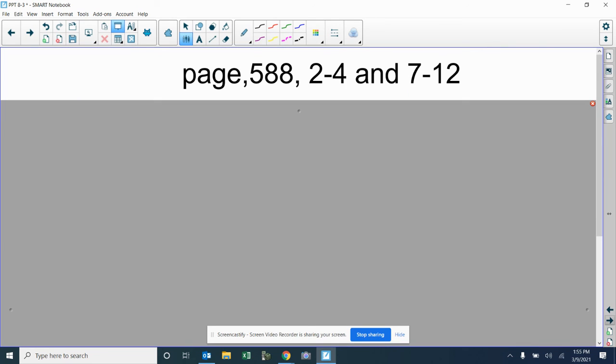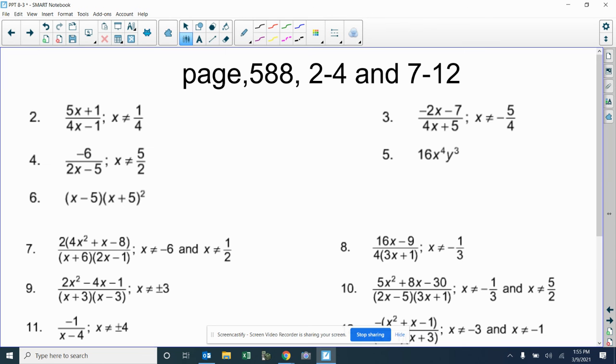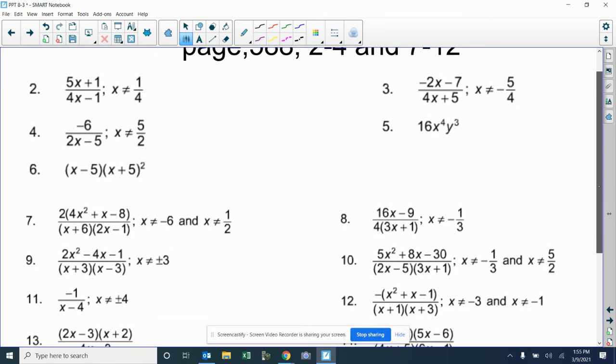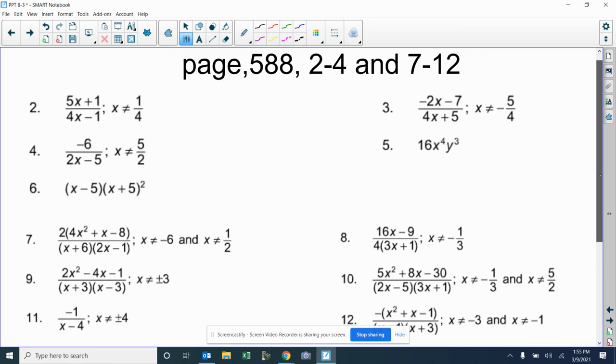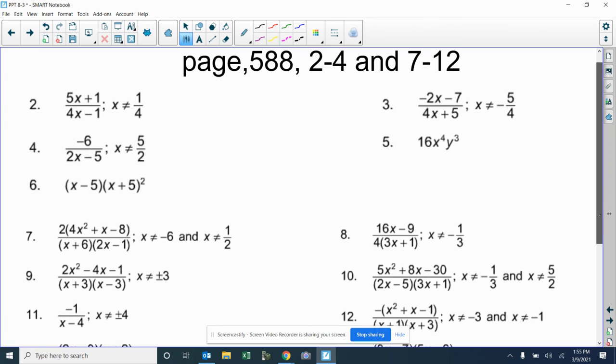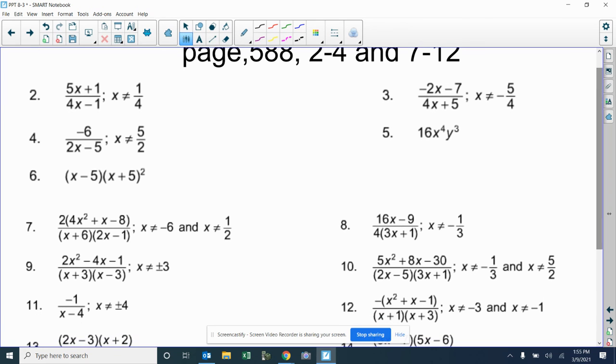Try to do these problems if you can. I will let you see the answers now so you can possibly check your values and see how you did. And hopefully you can hang on with these and do pretty well.